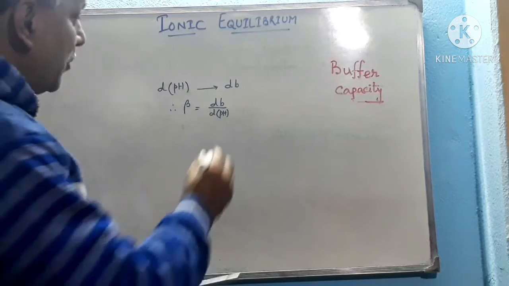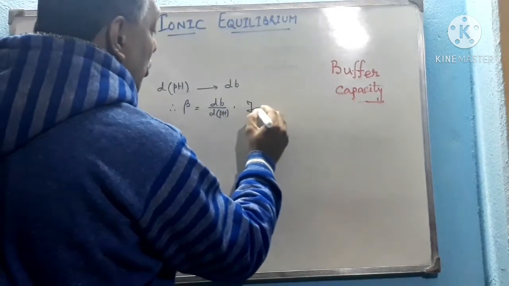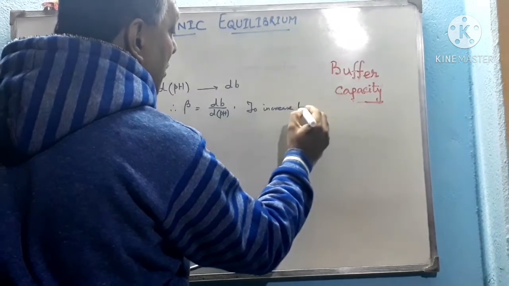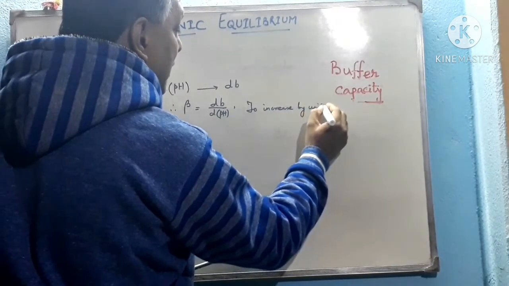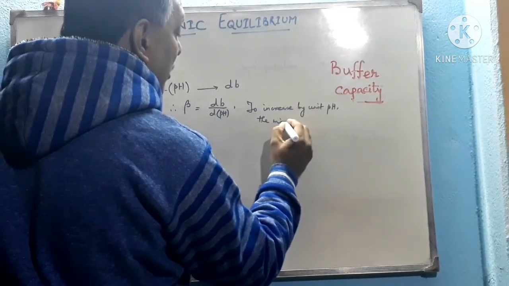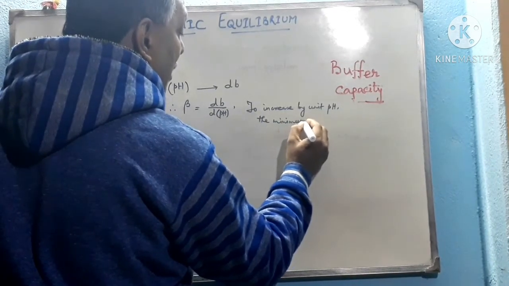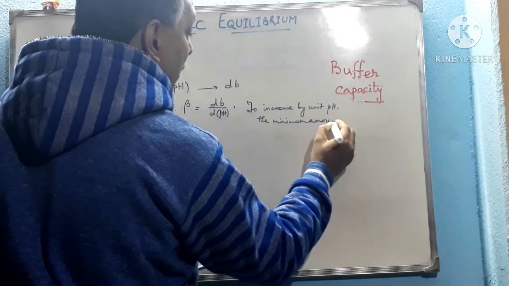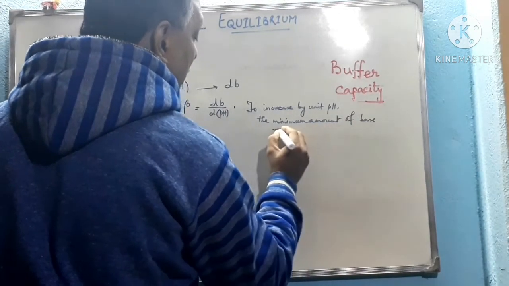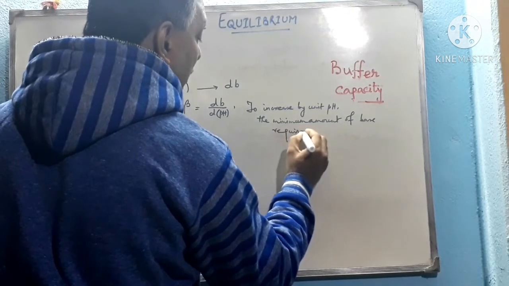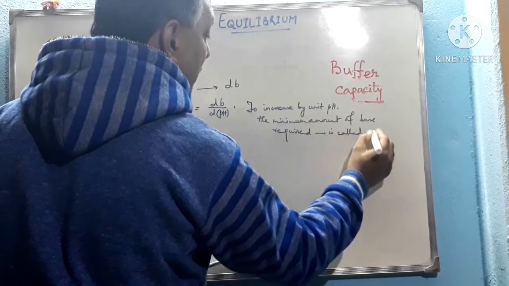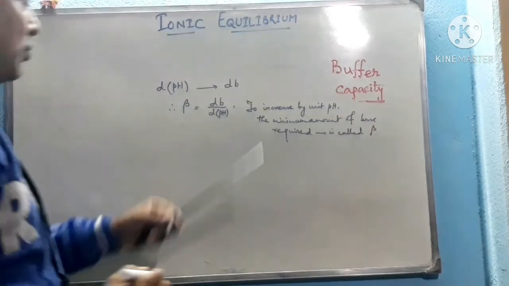That means to increase by unit pH, the minimum amount of base required is called buffer capacity beta of that buffer solution.